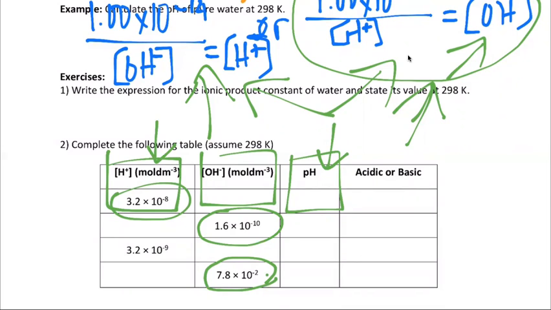Then once you have all the pHs, then you can do the last column. You can't do the last column until you know the pH, okay? Because that's our pH scale.